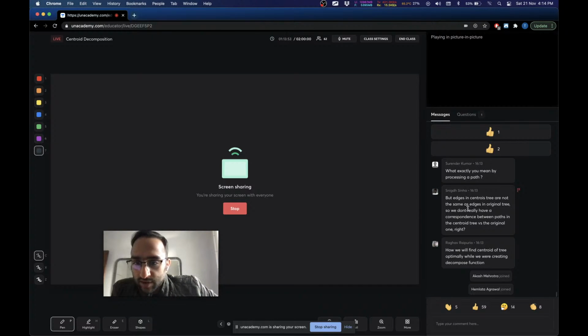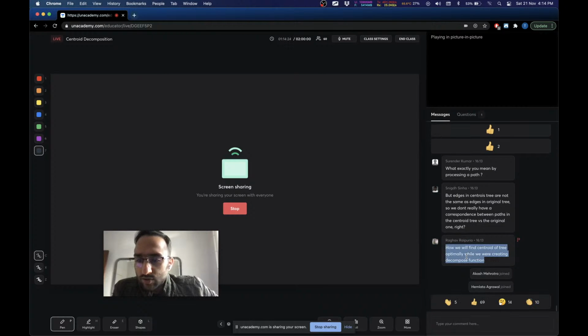So one doubt is that the edges in the centroid tree are not the same as edges in the original tree. Yes, that is correct. We don't have a correspondence between paths in the centroid tree and paths in the original. So whenever I talk about a path between A and B, I'm always talking about the path in the original tree, because every processing has to be done in the original tree. Yeah, maybe I'll explain this again. Yeah, how do you find the centroid optimally? Don't worry, we'll discuss that.